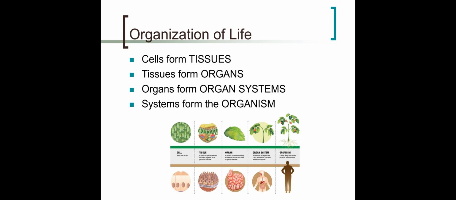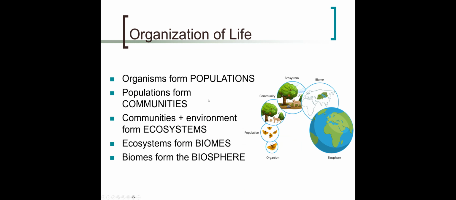Now, if it were a unicellular organism, their organization is going to stop here. But when you have a multicellular organism, the cells will make up tissues, which make up organs, which make up organ systems, which make up the organism. And this organization also continues beyond a single organism, in that we can have groups of organisms that make up a population. Populations living together make up a community. And then an ecosystem is going to be the communities plus the environment. So that's going to bring in those abiotic factors, things like soil and nutrients and light and water.